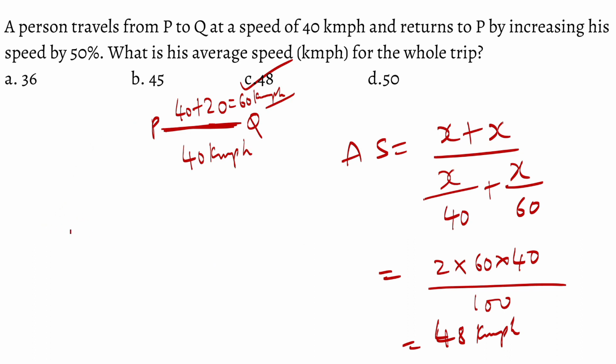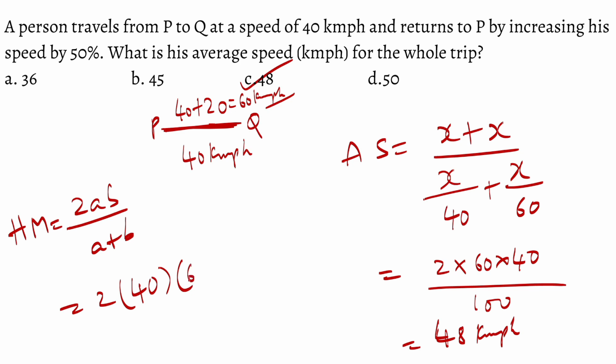As we observe, we can also solve this by using one more method, which is 2ab by a plus b, where a and b are the speeds of the person. So this is a harmonic progression, harmonic mean. So here 2 into what is the speed of the first one? In the first case it's 40 and the speed in the second case is 60, by 40 plus 60, that is 100. So cancel it and you'll get 48 kmph.